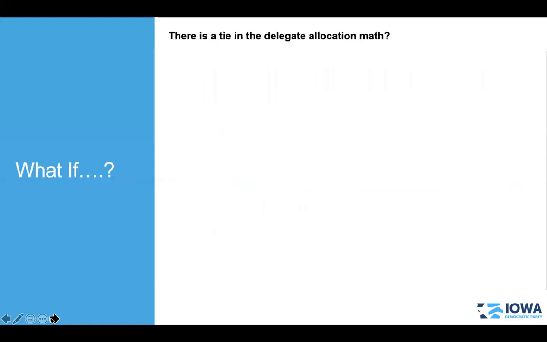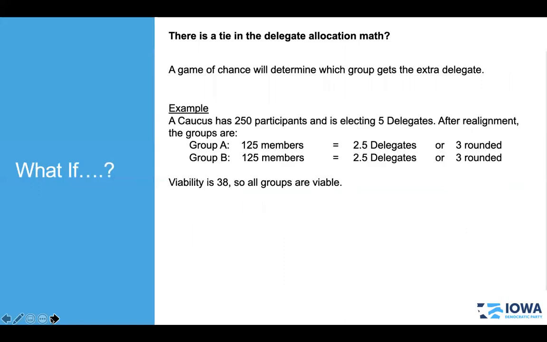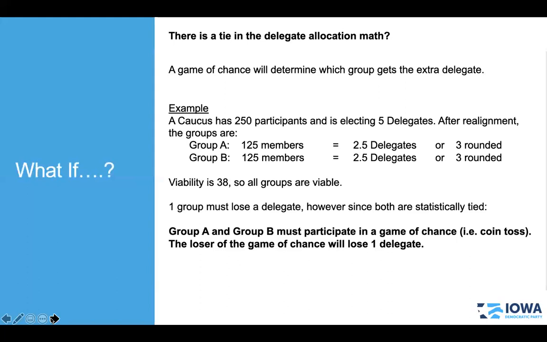And finally, everyone's favorite scenario is what happens if there is a tie in the allocation math. A game of chance will determine which group gets the extra delegate. In this scenario, Groups A and B have the same number of members at 2.5 and would round out to 3, meaning that too many delegates are to be awarded. There would be a game of chance to decide who gets the extra delegate. In this case, it would be a coin toss, and whoever wins the coin toss would get the extra delegate, and it would be 3-2 in this scenario, whoever wins.